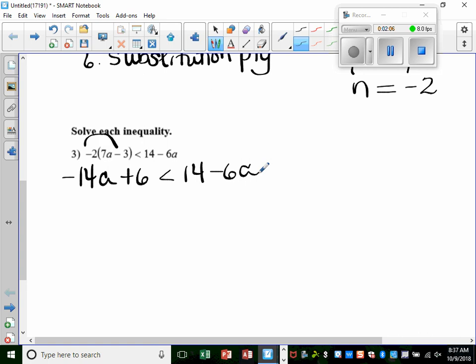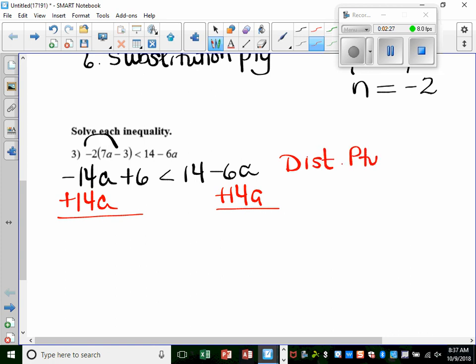Now, from there, it's up to you if you want to move the 14 over, or if you want to move the 6 over, or if you want to start with your constants. It doesn't matter. Okay, so I'm going to move the 14a to the other side. So I'm going to put up here, the first step I did was the distributive property. What was the second step when I'm adding 14 to both sides?